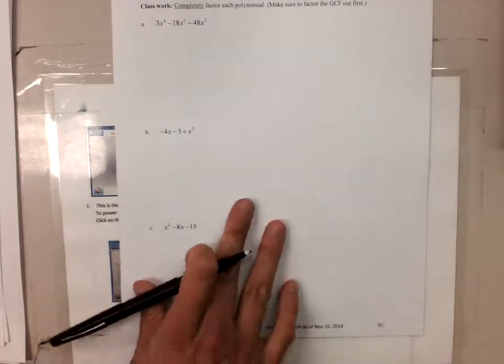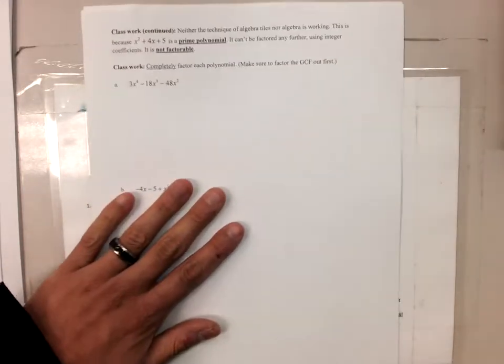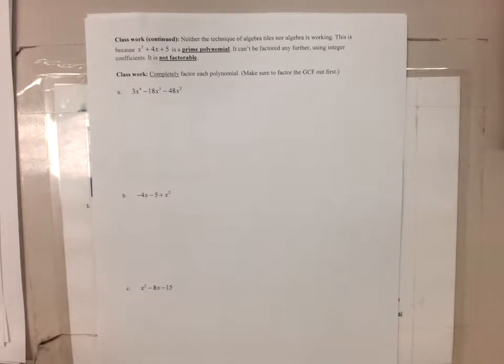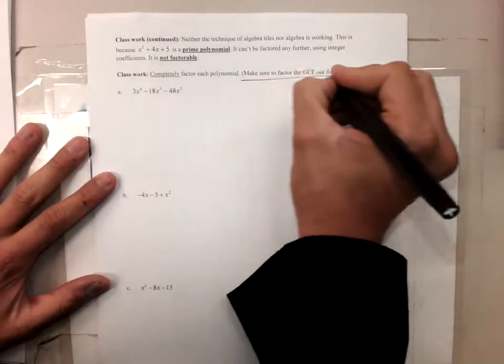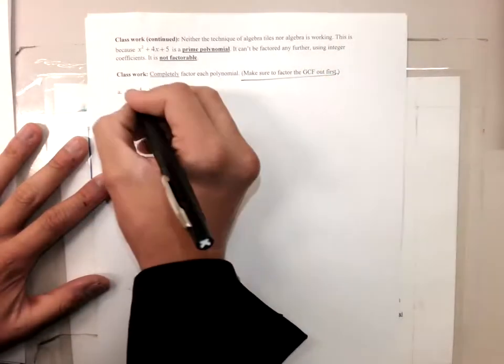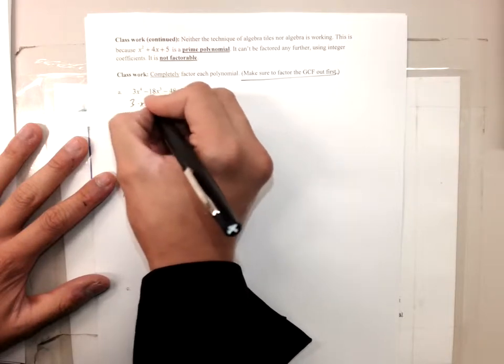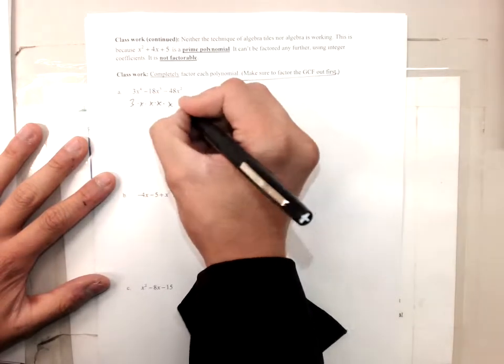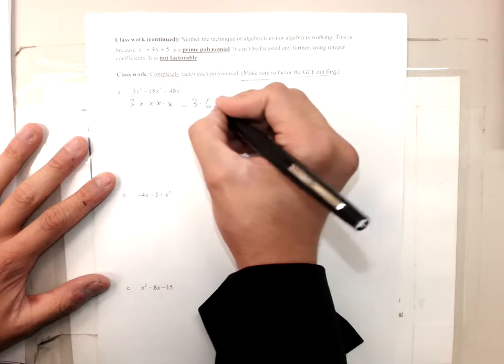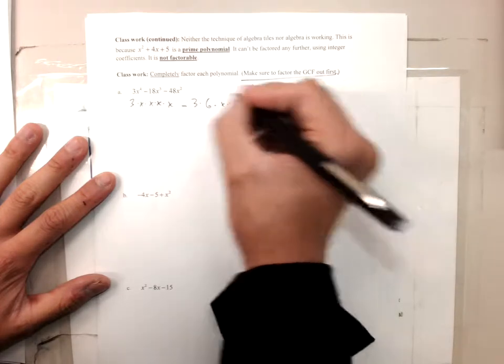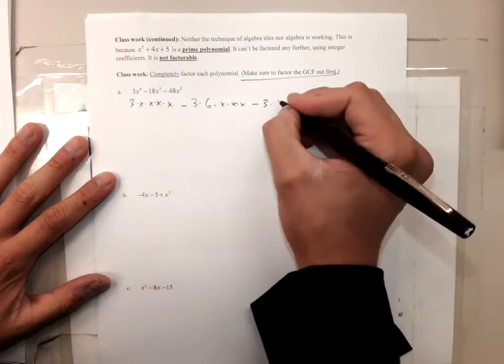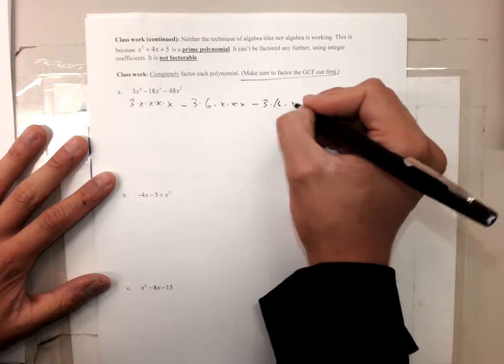For the classwork here, you want to factor these completely. Okay, so what does it say? Completely means you always check to take out the GCF first. So if you notice here, 3 times x times x times x minus 3 times 6 times x times x minus 3 times 16 times x times x.